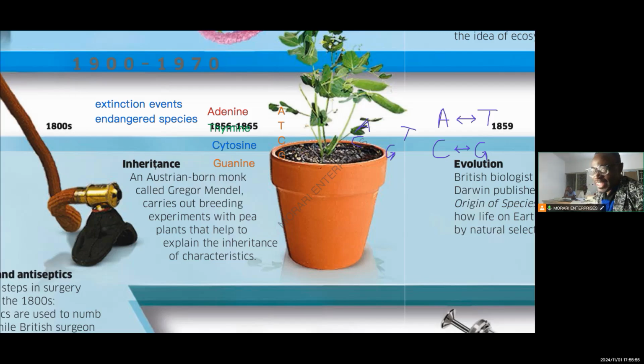So an Austrian-born monk called Gregor Mendel carried out breeding experiments with pea plants that help to explain the inheritance of characteristics. So he takes a pea plant. We have different types of pea, maybe the red pea and the white pea, and then he will use the pollen dust from the red pea to pollinate the white pea, and then they will make new pea plants, and then they will make new seeds, right? And then plant the seeds, and the pea that will come out of that seed will be what? Will be red and white together.